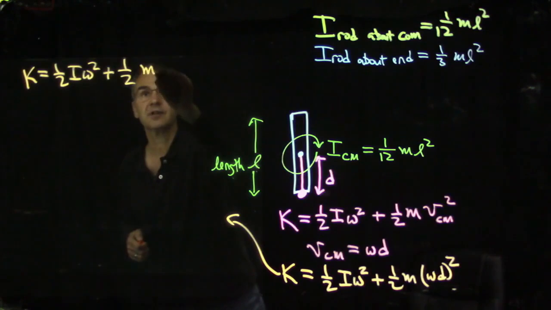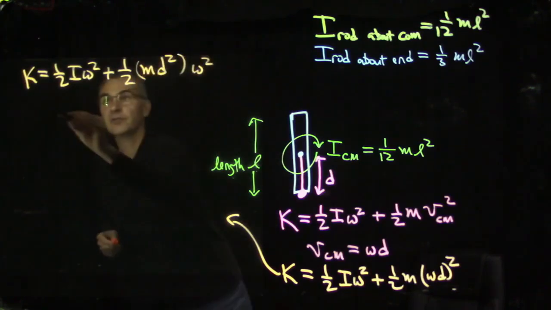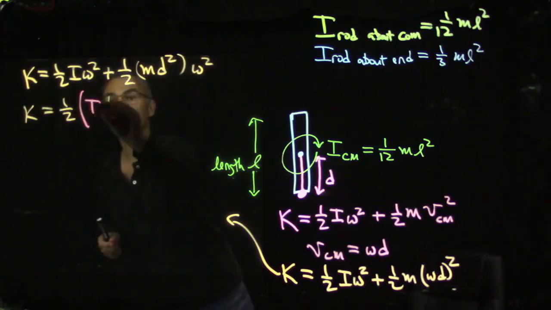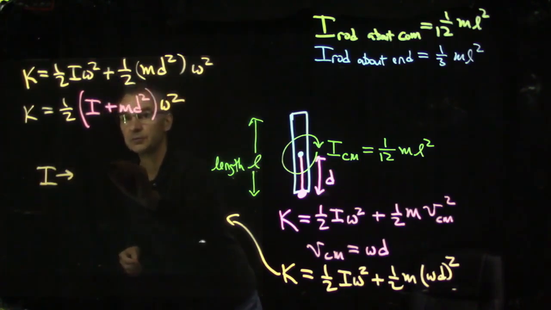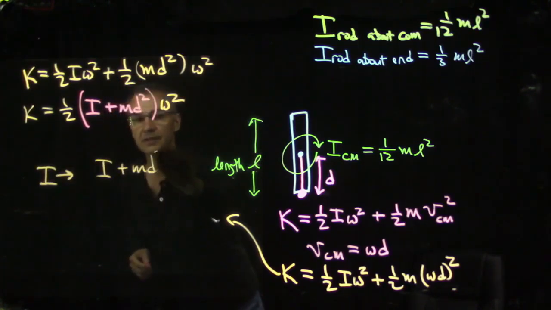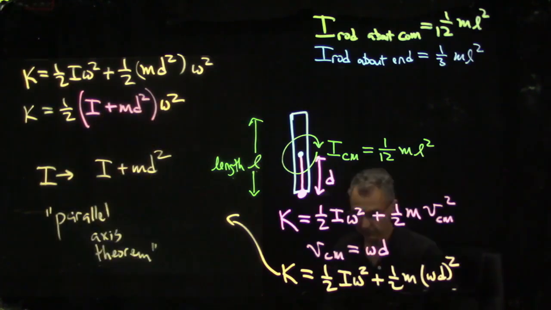So this is 1/2 m d squared omega squared. So this kinetic energy is 1/2 (I plus m d squared) omega squared. So it's as if I was replaced by I plus m d squared. This is called the parallel axis theorem. So this is the way you prove it.